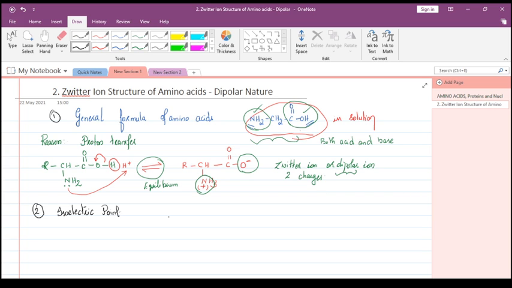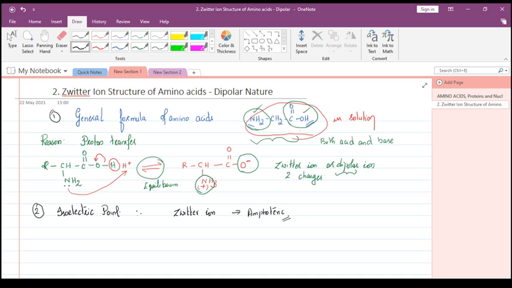Isoelectric point. Amino acids in Zwitter ion form are amphoteric in nature. Okay, amino acids, if they are existing as a Zwitter ion, they are amphoteric in nature. What is this amphoteric in nature?